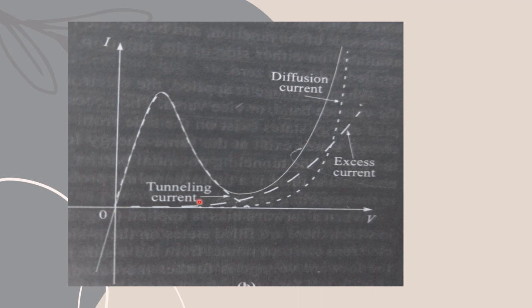So band-to-band tunneling current is represented by this dashed portion. The diffusion current is represented by this dotted line, and the excess current is represented by this dashed line. So these are the three current components of the static characteristics of a typical tunnel diode. We will discuss one by one.